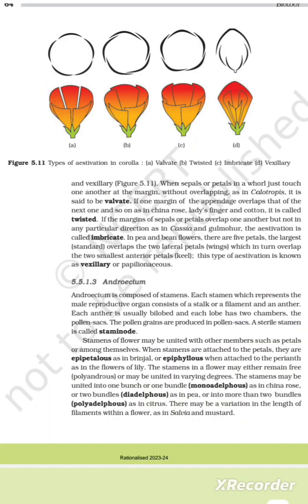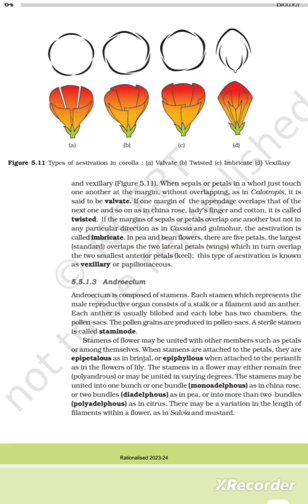Figure 5.11. When sepals or petals in a whorl just touch one another at the margin without overlapping, as in Calotropis, it is said to be valvate. It is called twisted if one margin of an appendage overlaps that of the next one, and so on, as in China rose, lady's finger, and cotton. If margins of sepals or petals overlap one another but not in any particular direction, as in Cassia and Gulmohar, the aestivation is called imbricate.